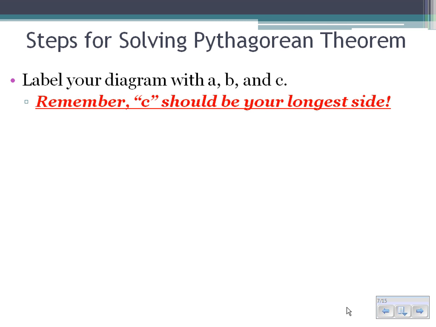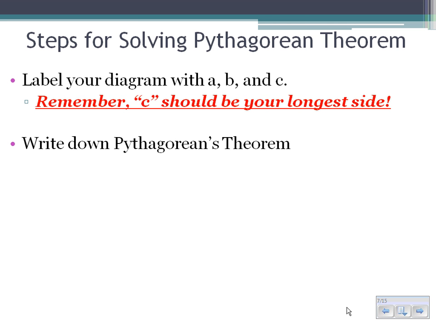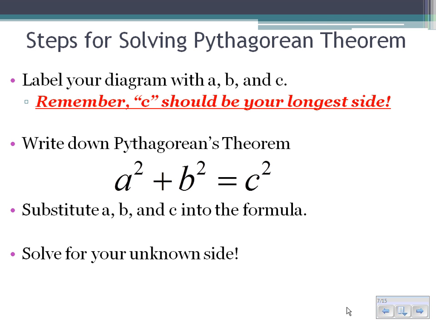So to solve the Pythagorean theorem, c should always be your longest side. And write down the theorem, substitute your values for a, b, and c, and solve for the unknown. We'll practice this during class.